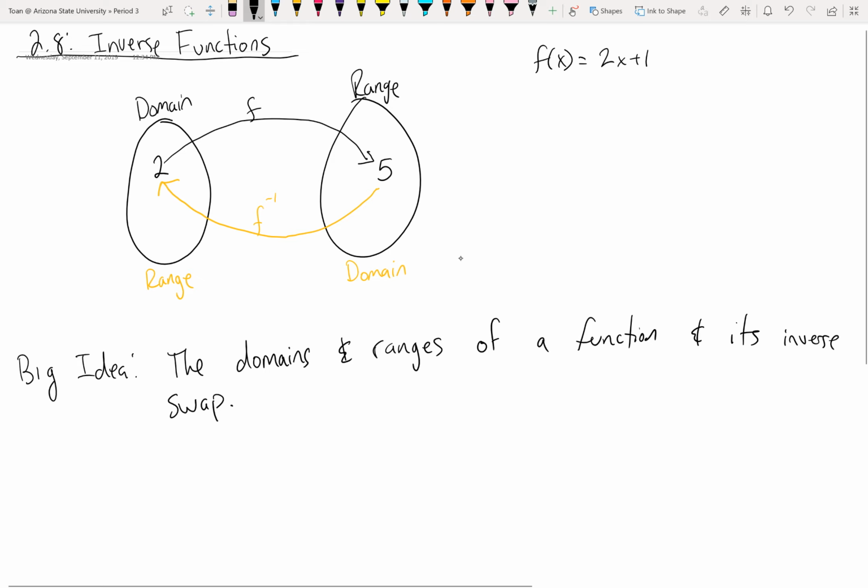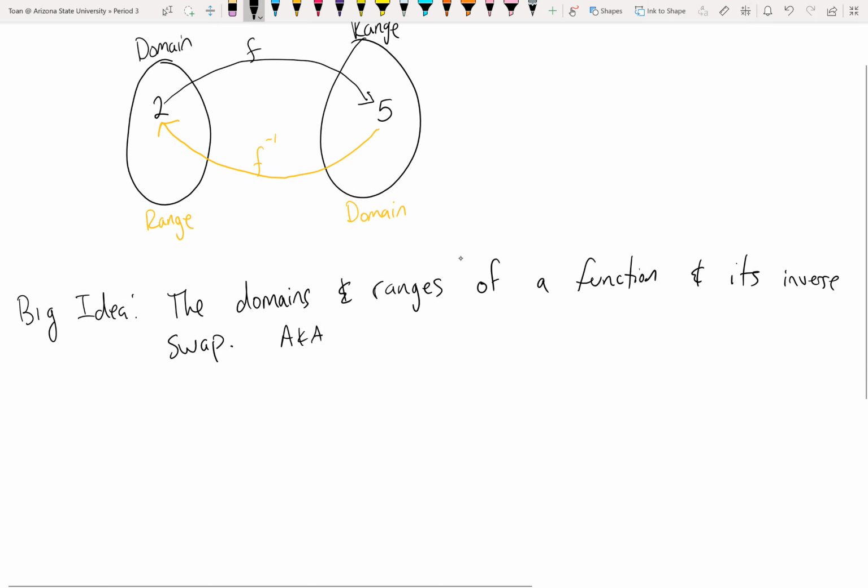What are some implications? Well, what's the definition of domain? It's the set of all x values. What's the definition of range? It's the set of all y values. So if the idea is that the domain and range flip-flop between a function and the inverse, domains are x's, ranges are y's, then the idea is that the x's and y's swap.